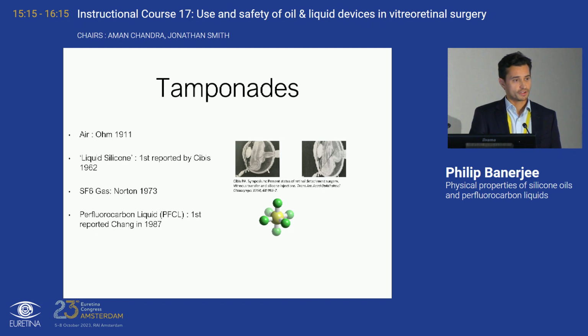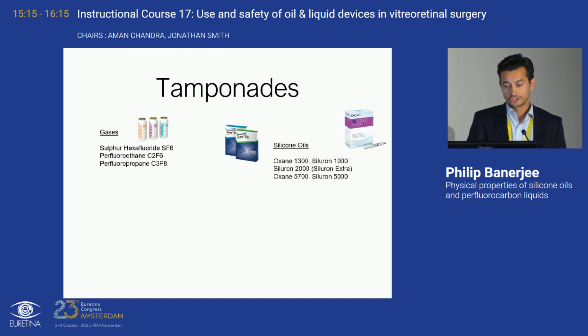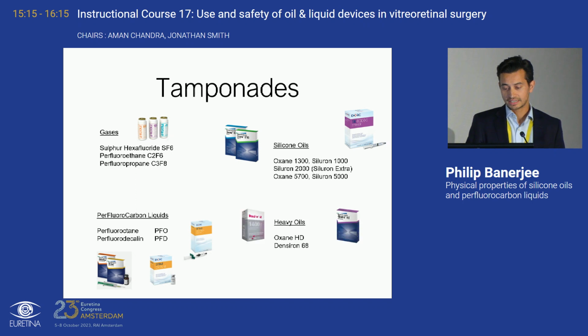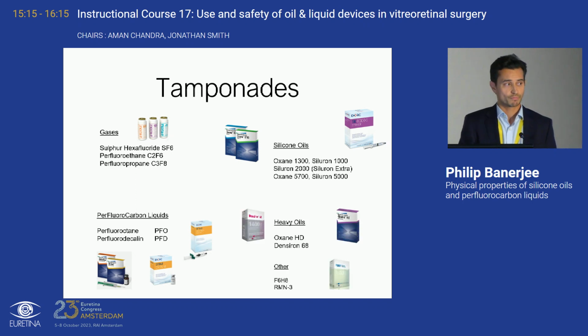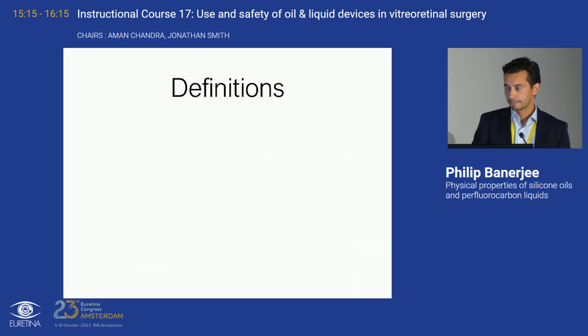And we may or may not know that tamponade agents have evolved quite significantly over the last 100 or so years. And now, as vitreoretinal surgeons, we have a wide variety of tamponade agents available to us in the form of gas, oils, perfluorocarbon liquids, and heavy oils. And they sometimes come with mystical numbers on their packaging, mystical numbers in their product specification, and I hope to demystify that a little bit today, if possible.